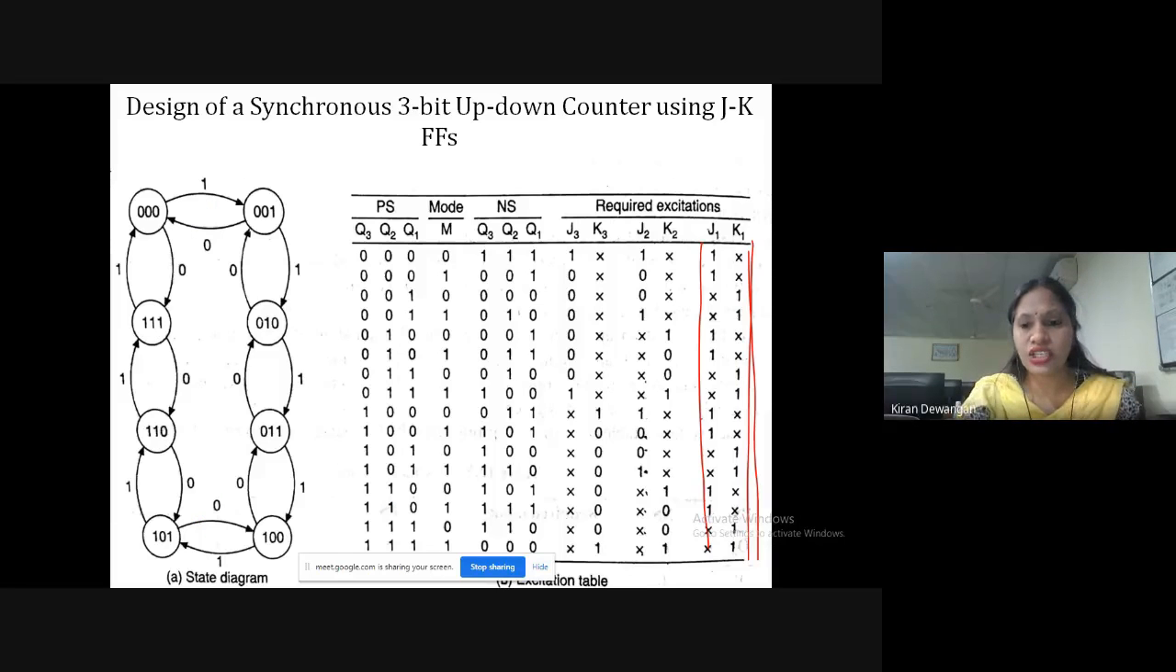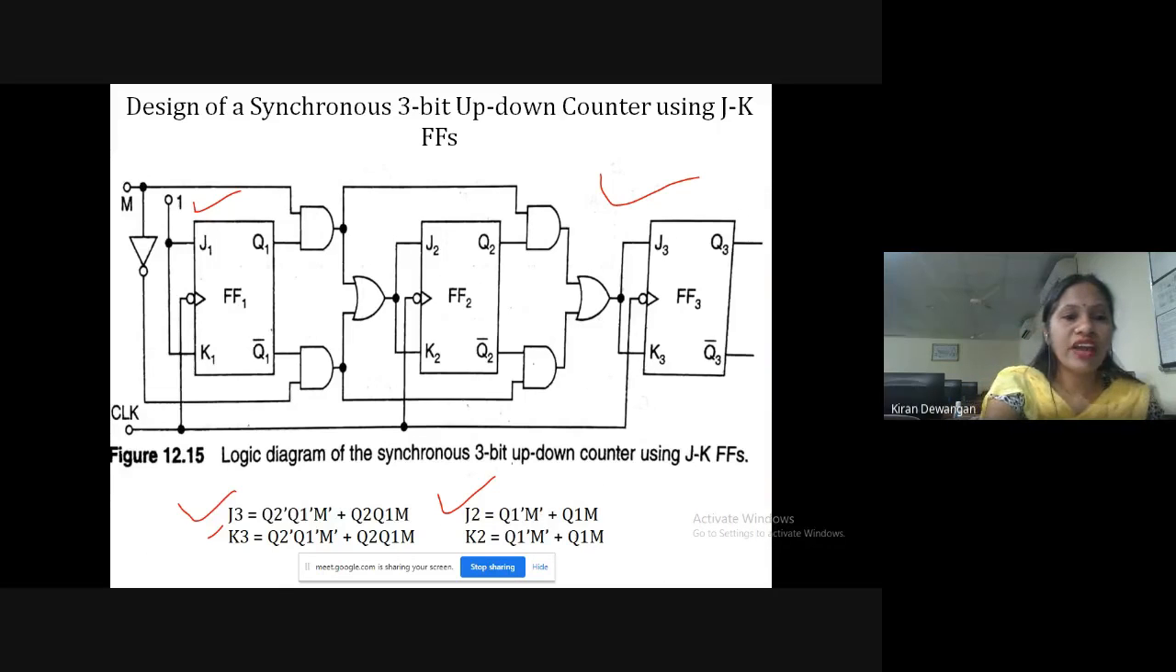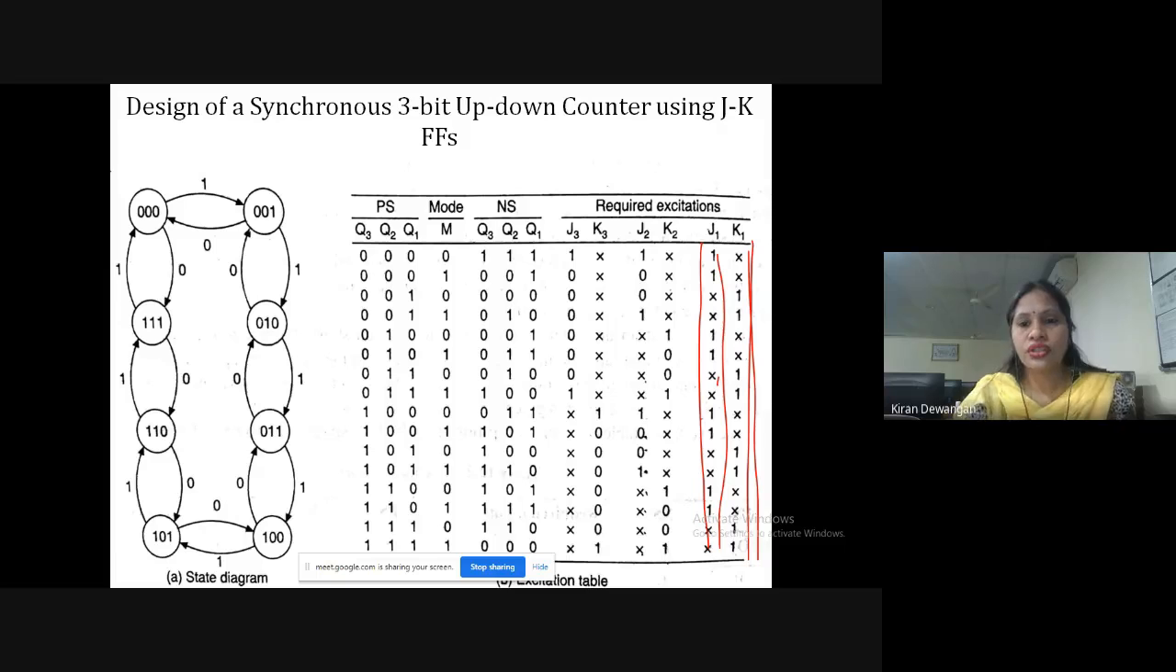If any of the 0 is present, in that case we cannot proceed with just 1 and 1. But here it is 1 and cross everywhere. In J1 also it's 1 and cross. In K1 also it is 1 and cross. So we have directly connected J1 and K1 with 1. We don't need to design it. Okay? Now we'll go for J3 and K3.